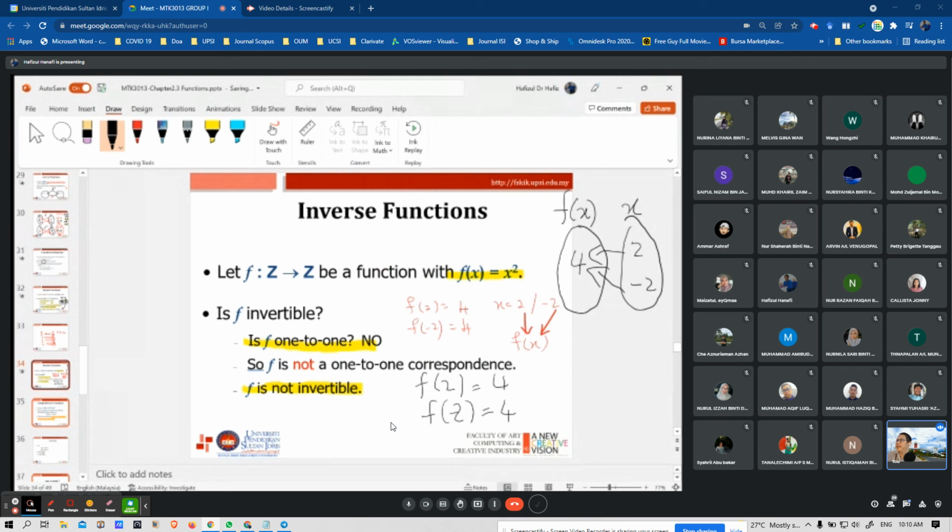Okay, and then inverse function again. Okay, is the function f(x) equal to x power of 2 invertible? No, is f one to one? No, because it can map 2 and negative 2 from the codomain to the domain twice. So f is not one to one correspondent. So f is not invertible. Okay, this one does not fulfill the condition.